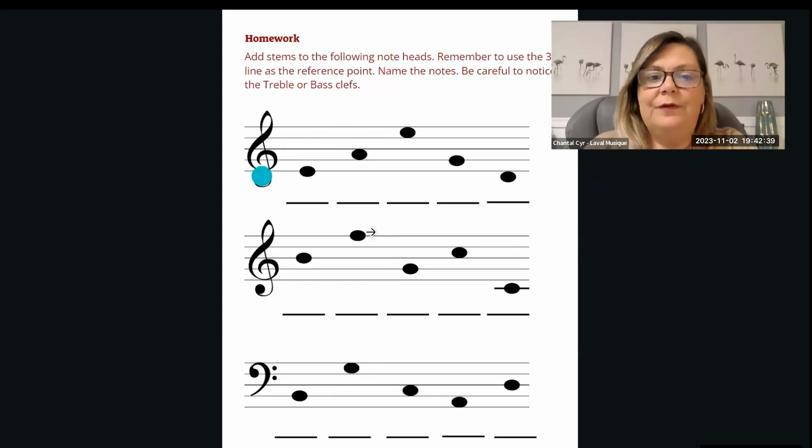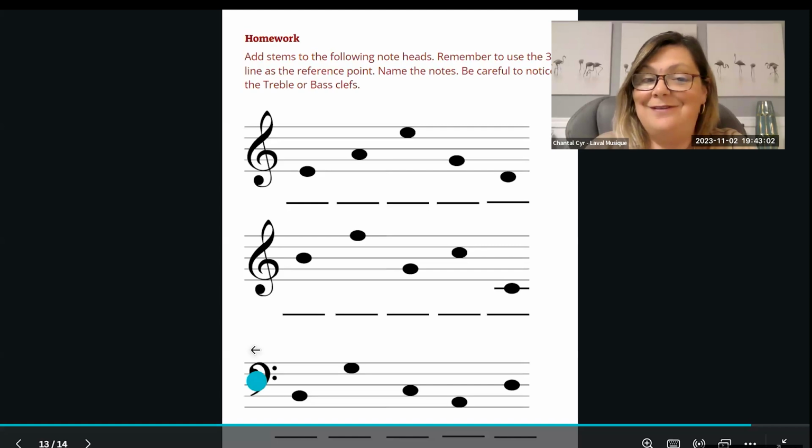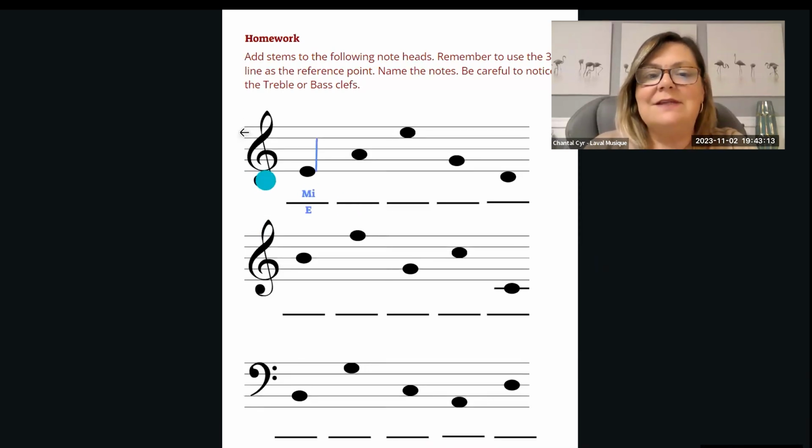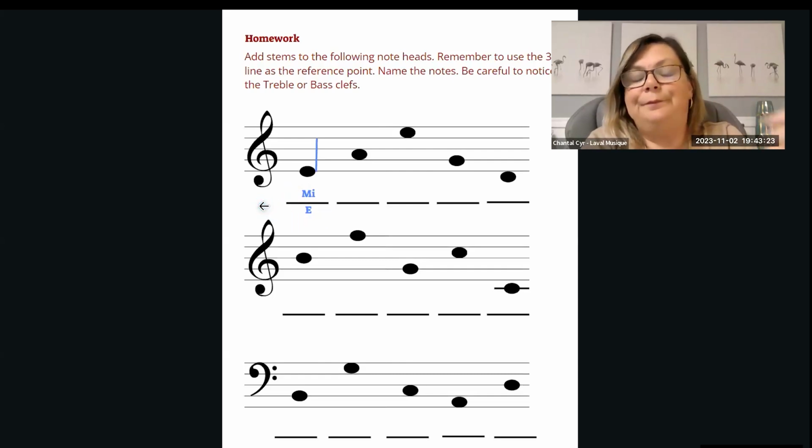And what I need you to do with this homework this week is add the stems to the following note heads. Remember that you have to use the third line as the reference point. And then once that's done, you're going to name the note. You can do the solfège, you can do the letter names, it doesn't matter. But be careful, because you've got some treble clefs, and then you also have a bass clef. So a lot of students forget to check that when they're doing theory homework, and then sometimes they end up with a bunch of mistakes because of it. So basically it's going to look like this. You add the stem and you name it. Whether you use the solfège name or the letter name doesn't matter, but that's what you're going to do. Okay, so are we good with that?